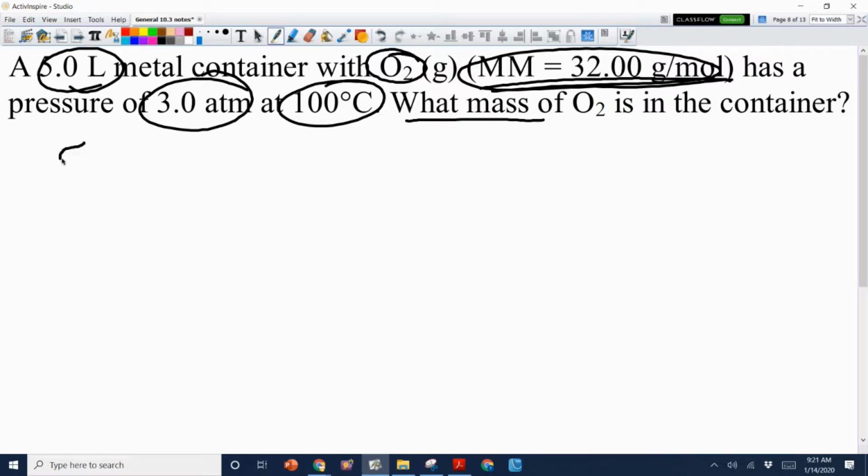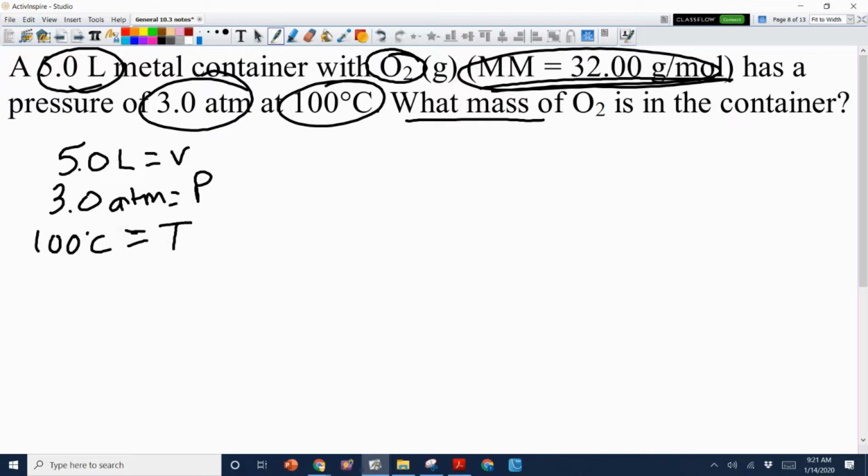All right, so let's list these out. 5.0 liters is equal to a volume. 3.0 atmospheres is equal to our pressure. 100 degrees Celsius is equal to our temperature. We know that's got to be in Kelvin, so I'm just going to write 373. I'm going to immediately, and you can do this as well, just immediately start converting these over if you know they need to be converted. At this point, you should be able to recognize that. All right, and so what is the mass? On this previous problem, we saw that mass is related to moles. So the question mark we're solving for initially is going to be moles.